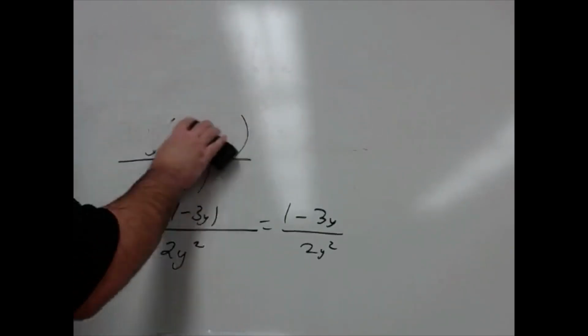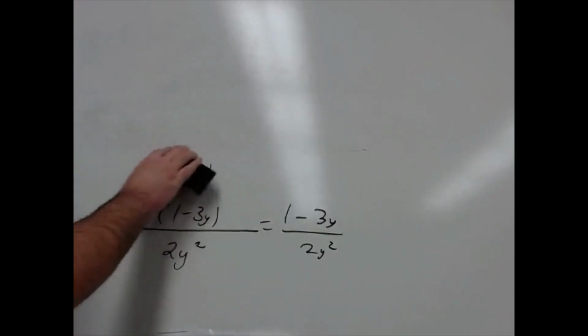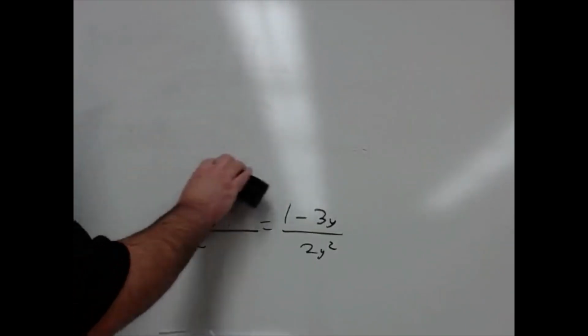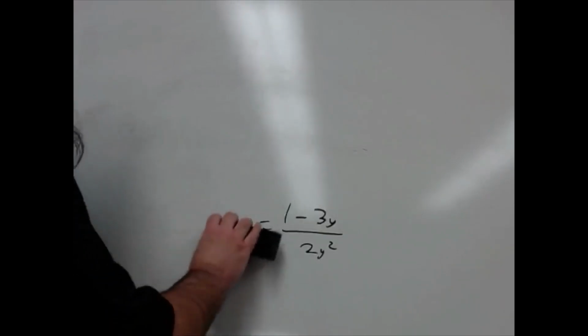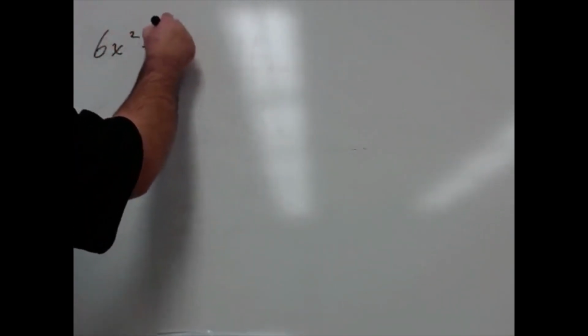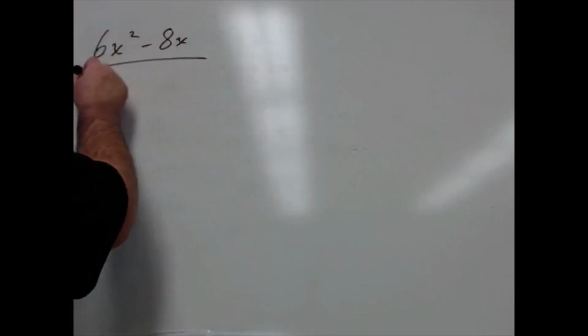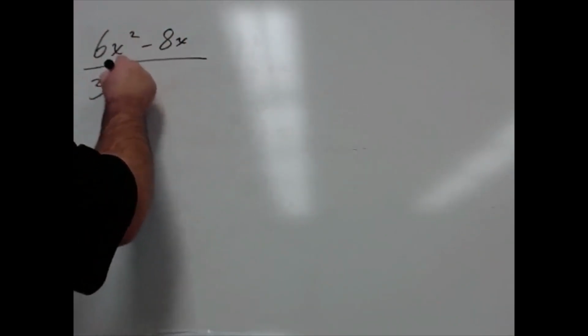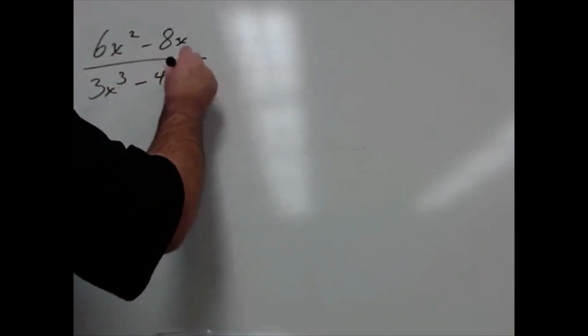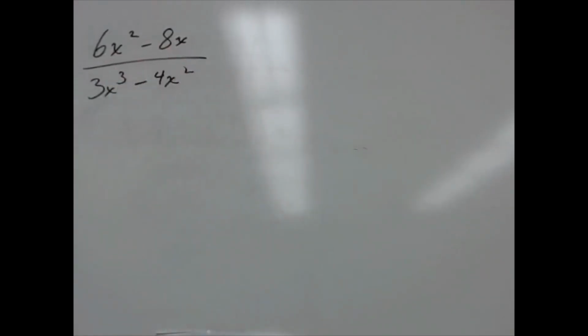So now for the next one, let's look at an example where both the numerator and the denominator have binomials in them. So an example would be 6x squared minus 8x over 3x cubed minus 4x squared. In this case, what I'm going to do is find the greatest common factor for the numerator, then find the greatest common factor for the denominator, and see if I can get anything to cancel out.